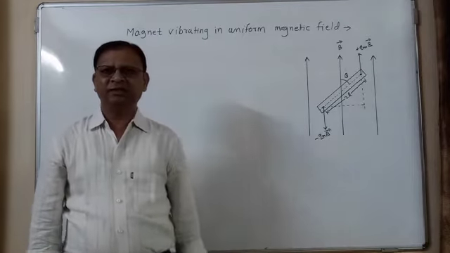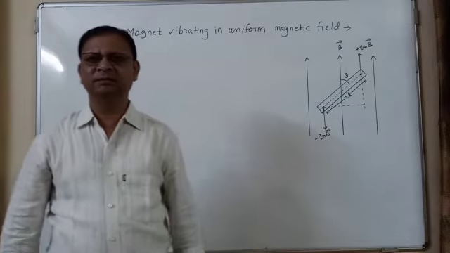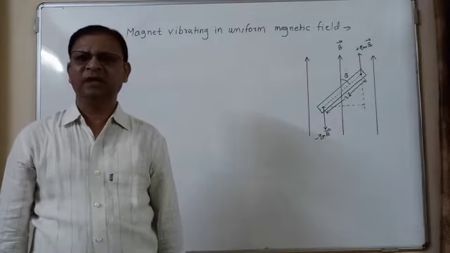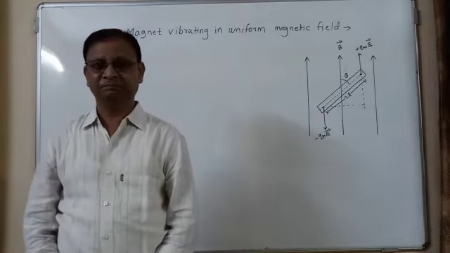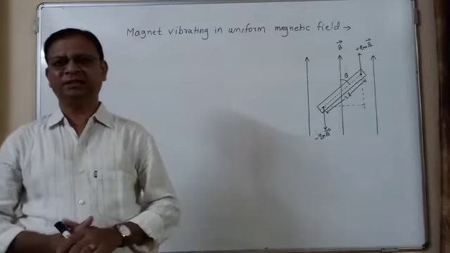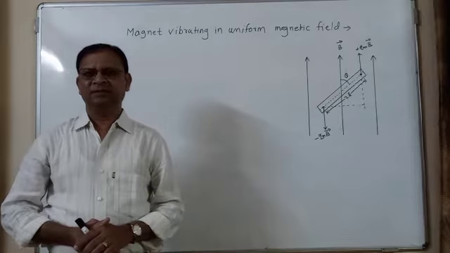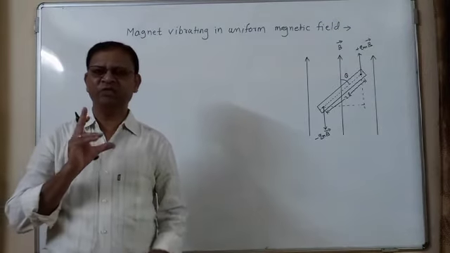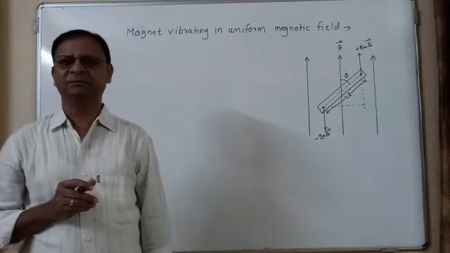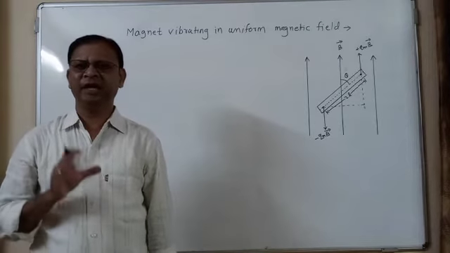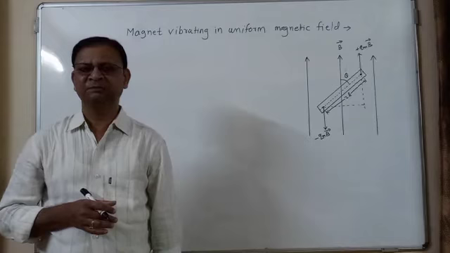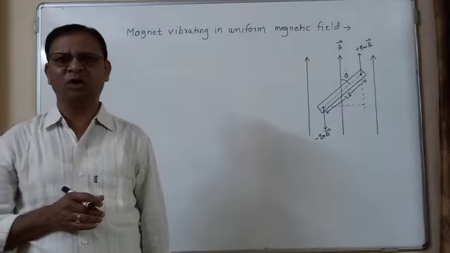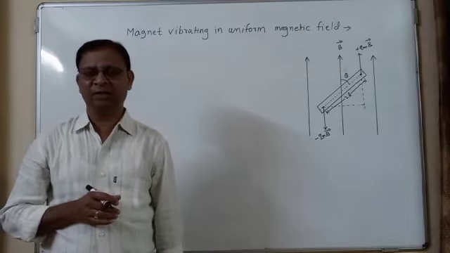A magnet vibrating in a uniform magnetic field is an example of angular simple harmonic motion. We can show that a magnet vibrating in a uniform magnetic field performs angular simple harmonic motion, and also we can obtain an expression for its period of vibration.